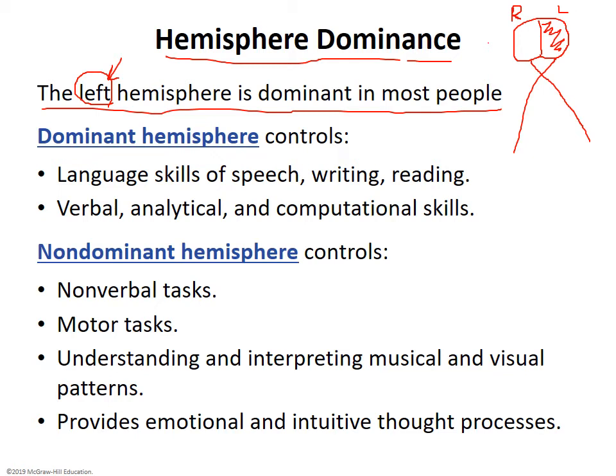But it is true that in our nervous system, the left side is going to control the right side of the body, and the right side is controlling the left side of the body. But that's neither here nor there.